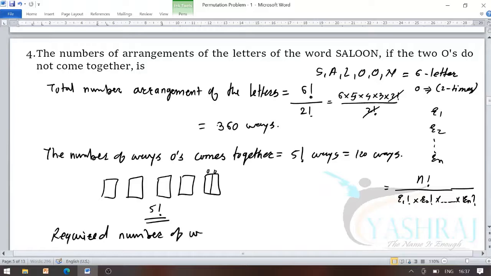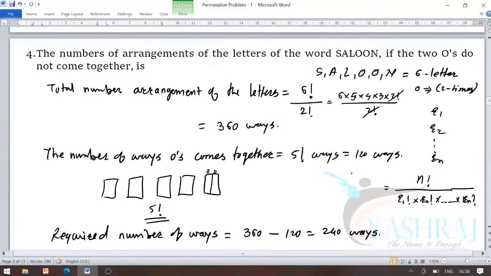The number of ways equals the total possible ways, which is 360. Among them, 2 O's come together in 120. So subtract them, we get 240 ways. That means there are 240 words such that 2 O's do not come together.